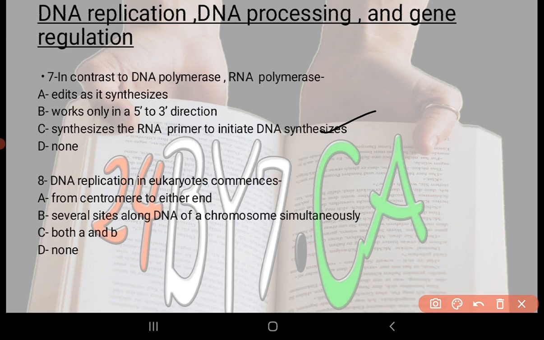Next question. DNA replication in eukaryotes commences A. from centromere to either end, B. several sites along DNA of chromosome simultaneously, C. both A and B, or D. None. So the right answer is option number B, several sites along DNA of a chromosome simultaneously.